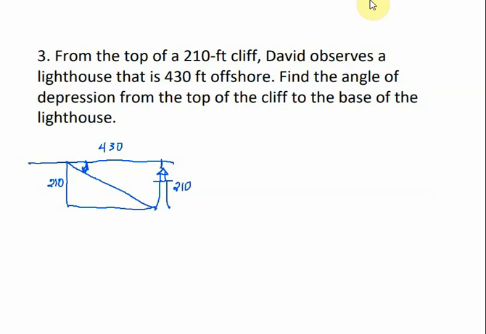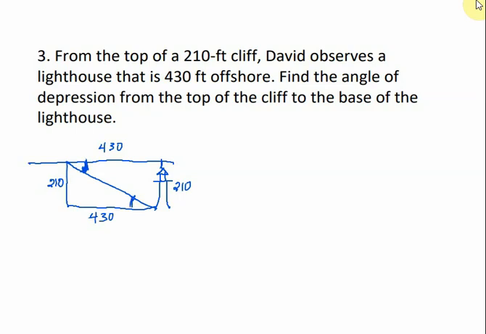This angle and this angle would be the same. They would be congruent. So if we were to find this angle, it would be the same as this angle. So it doesn't matter which one we find. It's going to give us the angle. So since this is all up in the air and this is not definite, we could just say, okay, well, we know this is 210 feet, this is 430 feet. So if I find this angle, it's going to be the same as the angle of depression.